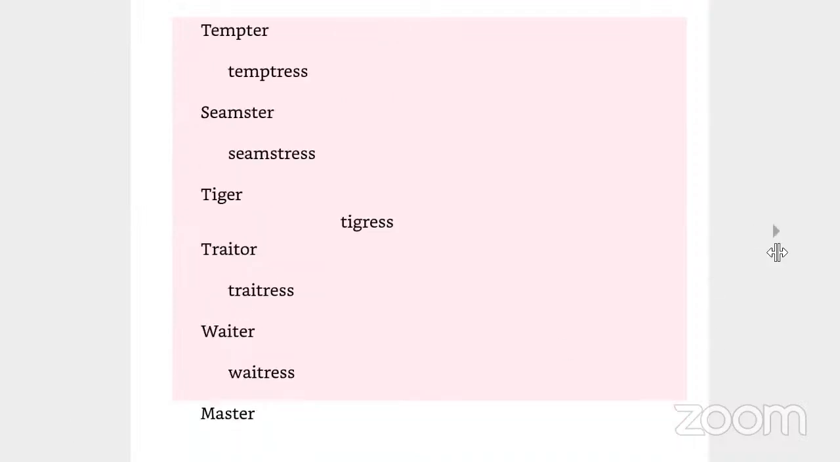Songster, songstress. Tempter. T-E-M-P-T-E-R, tempter, and temptress. Tempter means some person who tries to tempt others. Who can say the meaning of the word tempt? T-E-M-P-T?